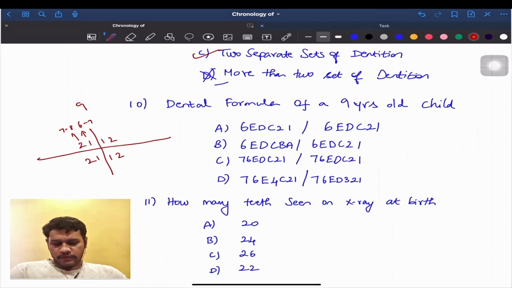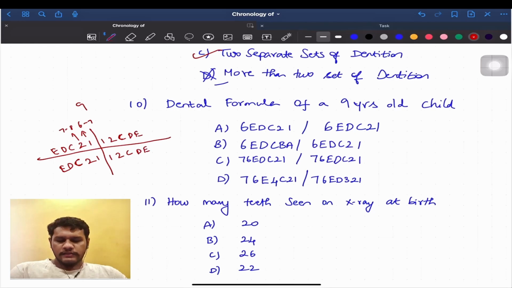Then if you take a canine, it will not erupt at the age of 9. Mostly it will erupt around 9 to 10 years of age. This would be a primary canine, so I mentioned it as C. Then premolars usually erupt at the age of 10 to 11, so there won't be any permanent premolars. Mention as D, E, D, E, D, E, D, E.